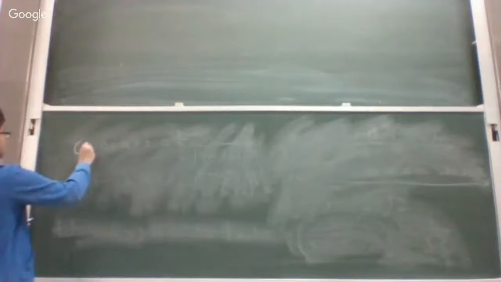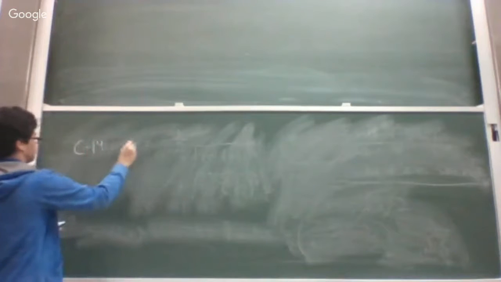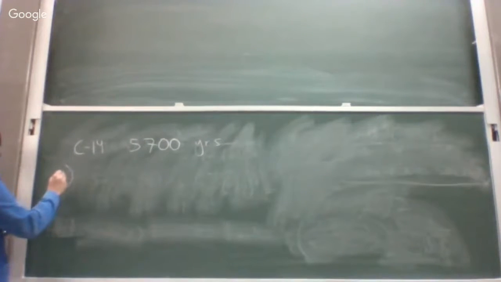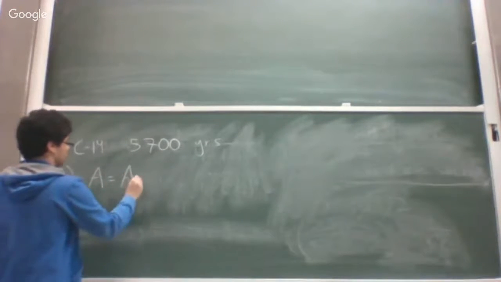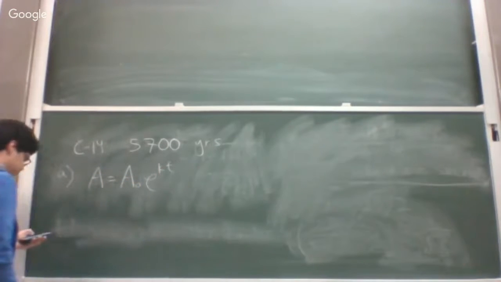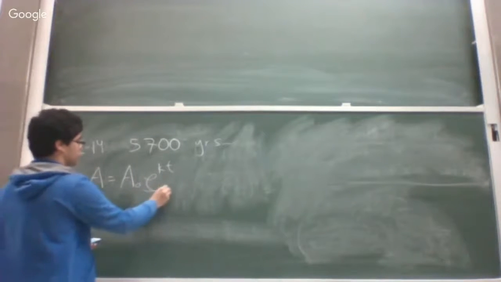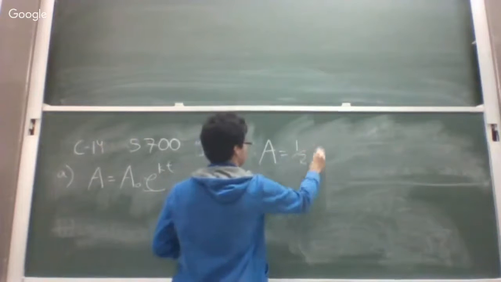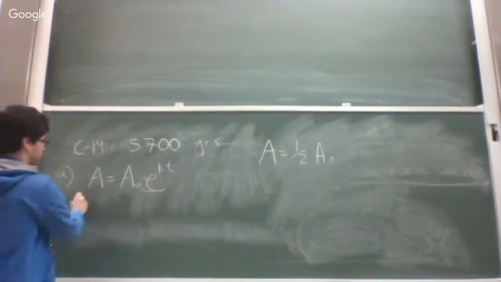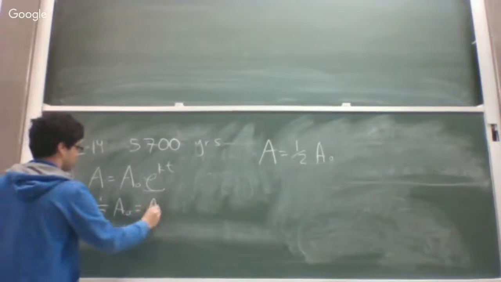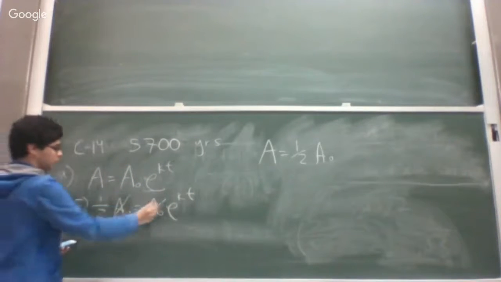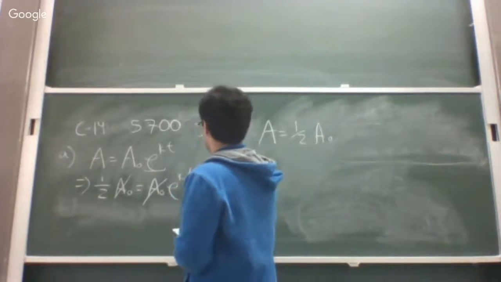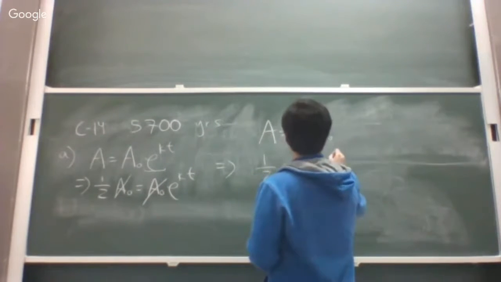Okay, half-life. The half-life of C14 is 5,700 years. The first part, they ask us to find e to the k. So we know the formula A is equal to A naught times e to the kt. If we're looking at the half-life, then we know that our A will be 1/2 A naught. We substitute that in. The A naughts cancel. We're left with 1/2 equal to e to the k times t.